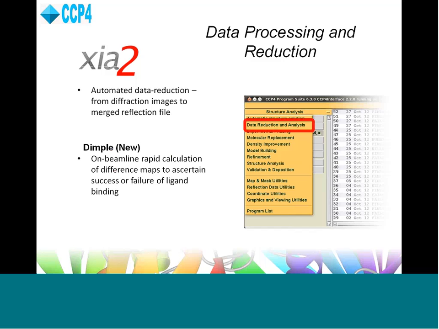A new pipeline that we've just introduced is a collaboration with the Diamond people. It's called Dimple. It's a basic, simple difference map pipeline designed to take you from the initial images through to giving you a difference map in as quick as possible a time, basically for the purpose of seeing whether or not a ligand has bound to your protein, and that's now included in the suite.